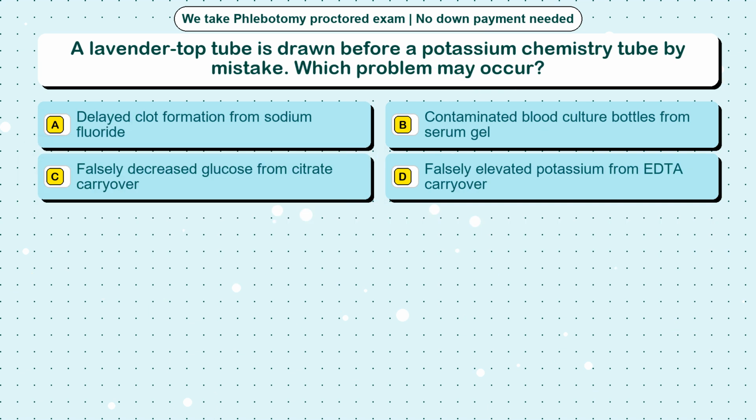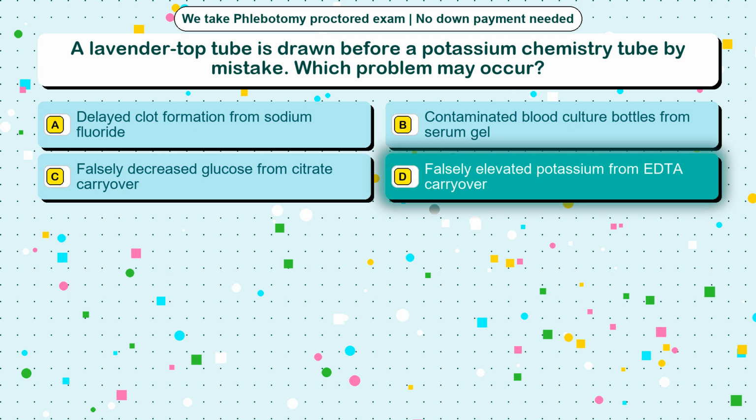Question 83. A lavender top tube is drawn before a potassium chemistry tube by mistake. Which problem may occur? Option A. Delayed clot formation from sodium fluoride. Option B. Contaminated blood culture bottles from serum gel. Option C. Falsely decreased glucose from citrate carryover. Option D. Falsely elevated potassium from EDTA carryover.